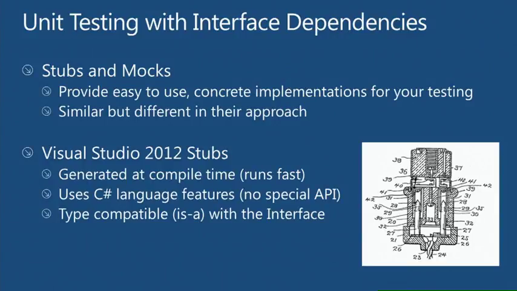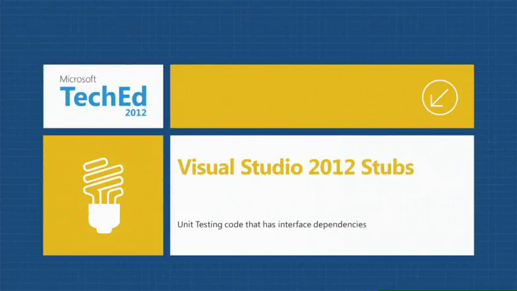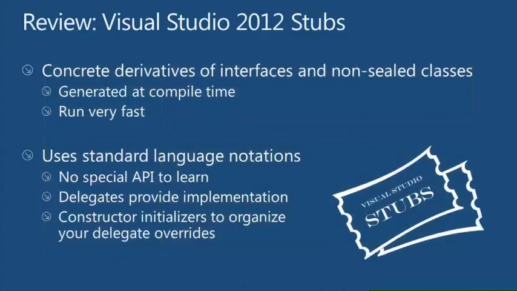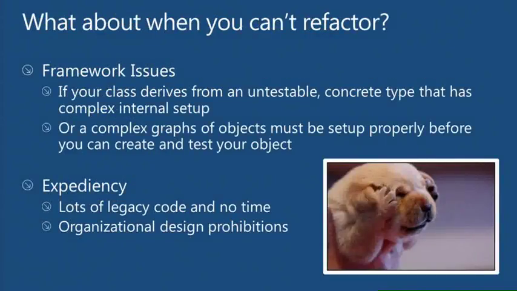So stubs are generated at compile time. They run very, very fast. It's natural language features, and they are type compatible with the interface. So I went ahead and combined those two demos because I wanted to have something for you extra at the end that's fun. So I just went ahead and showed you the extract interface and the stubs all at one time. OK. So let's jump to here.